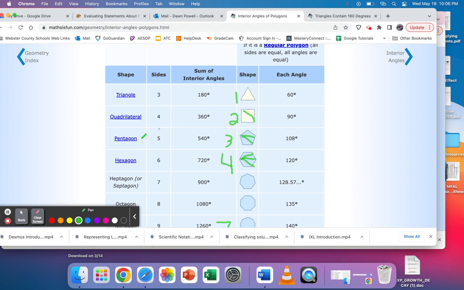Well, the easiest way to figure out how big each angle would be, I take the sum, I count how many angles there are, so there's 3 interior angles. I take 180, divide by 3, and that's how they're giving me that each angle is going to be 60 degrees. If I have 4 interior angles, I take 360, divide by 4, and that would give me 90, if all the angles are the same size. With 540, there are 5 interior angles, and 540 divided by 5 gives you 108.